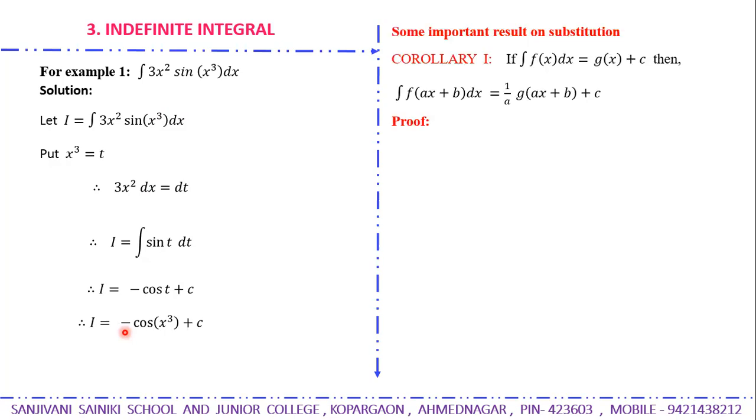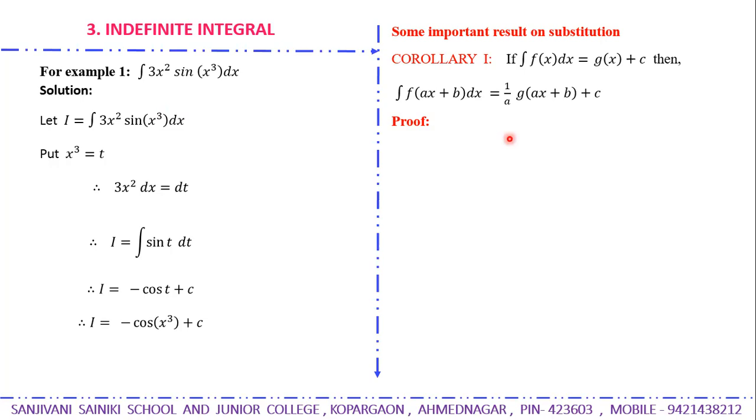Let us see the results related to this substitution, which will help you to find the integral of the given function. Look at this corollary 1. If integral of f of x dx is g of x plus c, then the integral of f of ax plus b dx is equal to 1 upon a g of ax plus b plus c.